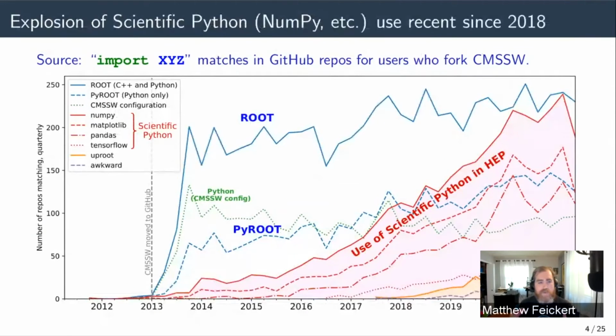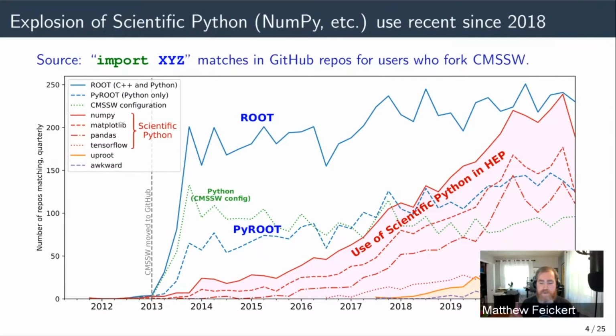On slide 4, if we zoom in a little bit on basically the same data, we see that this coincides with a rise of scientific Python in high-energy physics experiment code, where we see things like NumPy, Matplotlib, Pandas, and TensorFlow. So a lot of the things that people doing data science-like analysis and scientific computing would be using, we see an explosion of this compared to some of the C++ tools that you can also see here, like ROOT from 2018 on.